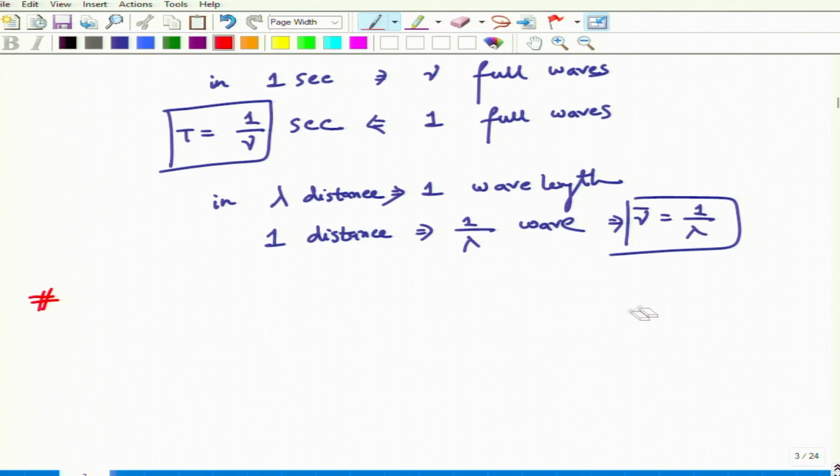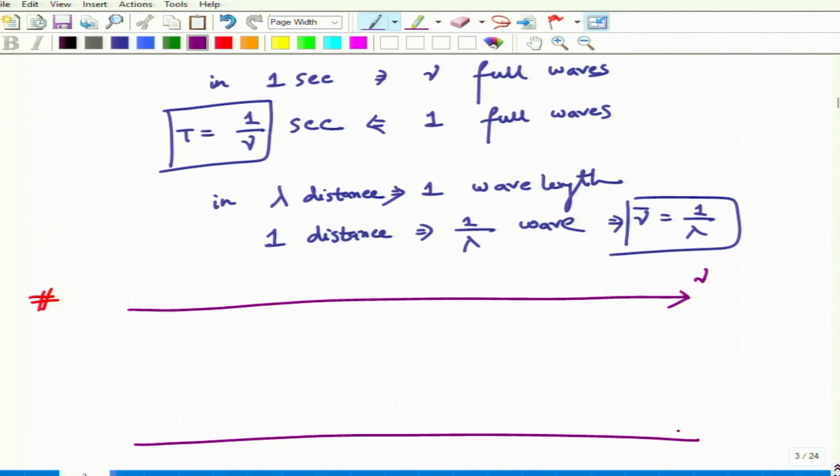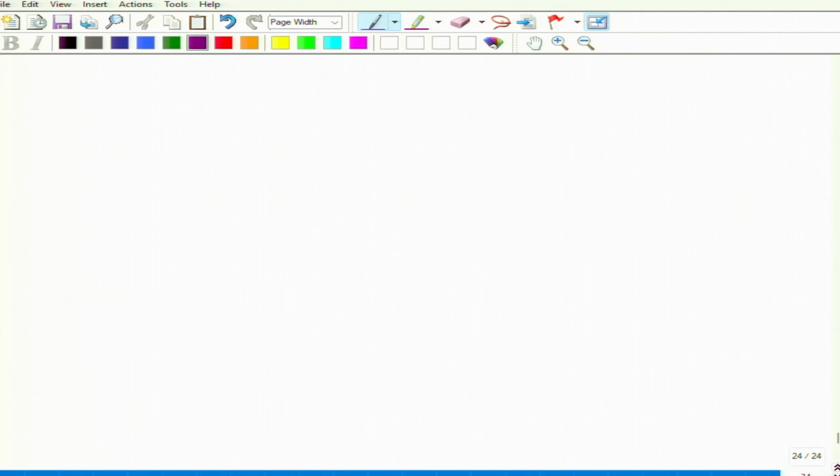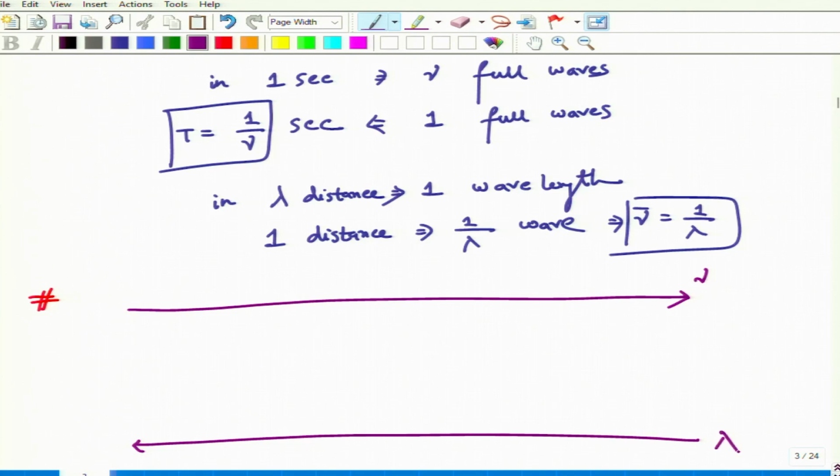Okay, so let me write down the spectrum of the electromagnetic waves. As in the very first class I have written that, but let me start again, and I will discuss each part of the spectrum, each of the electromagnetic waves, in detail in this class. In this direction, let us say nu is increasing, and in the reverse direction, lambda is increasing.